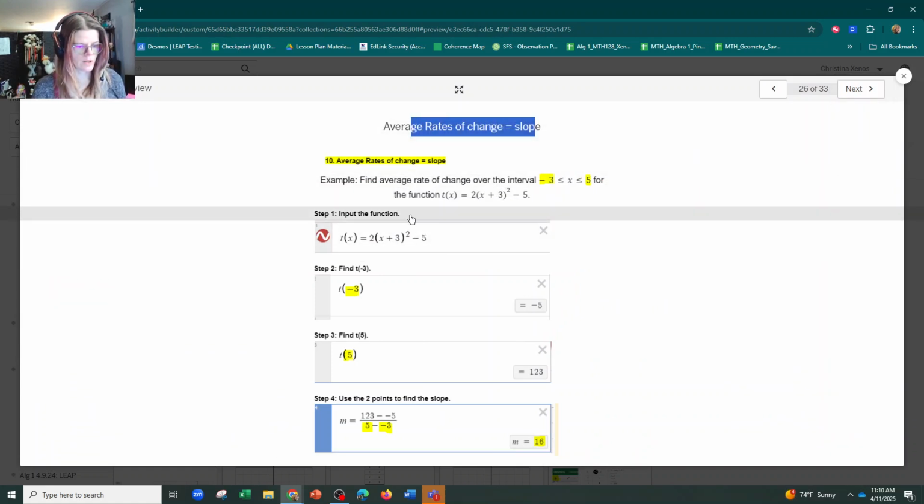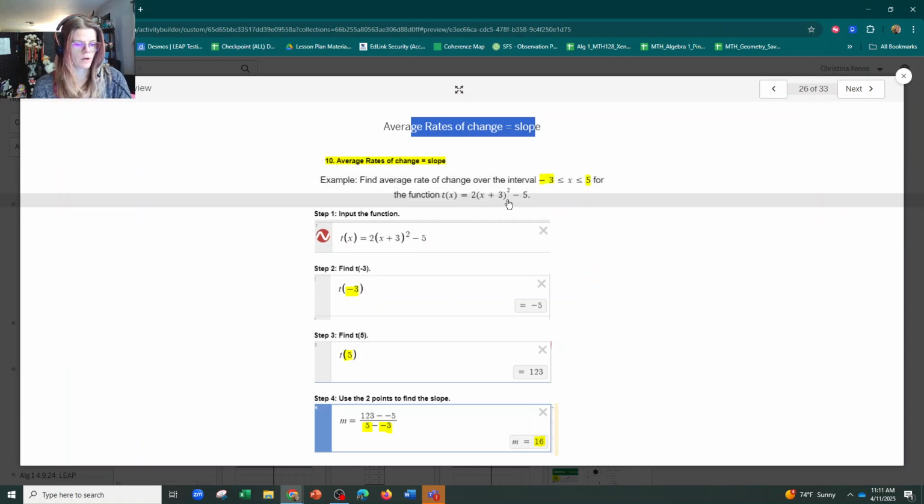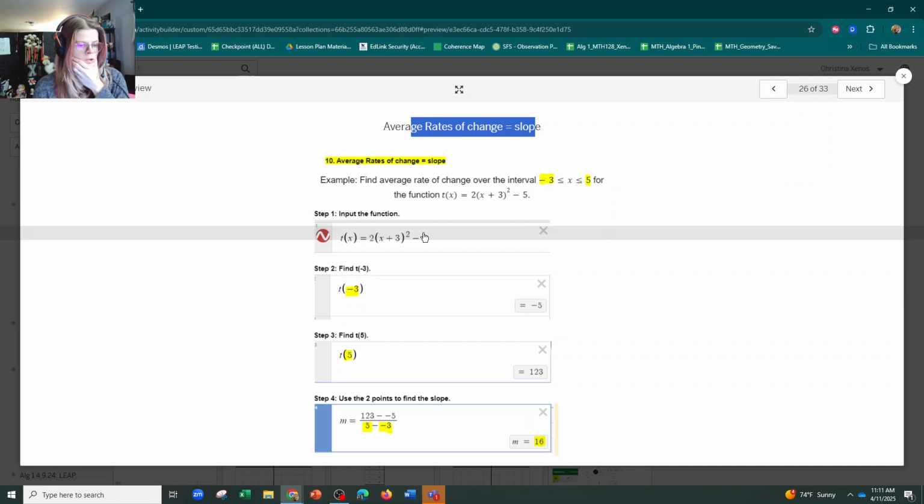This is all about slope. So you're given a function in an interval. It is important to note that this interval applies to your x values, is your start and your end. So this one is going to start at -3 and end at 5. And we have a function right here. So we're going to put in the function.